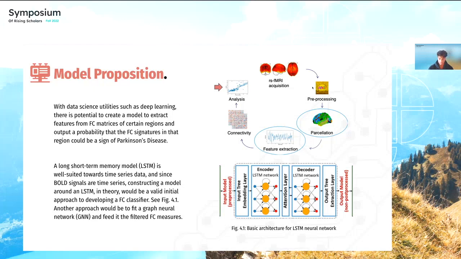Since FC matrices are graphs, they have nodes and edges, so feeding them into a graph neural network, feeding filtered FC measures, so after a threshold of around 95%, feeding that into a GNN would in theory also be a valid approach. On the right here, this is the basic architecture for an LSTM neural network, which is one of the networks I'm planning to test.